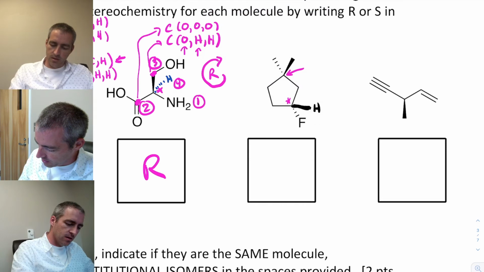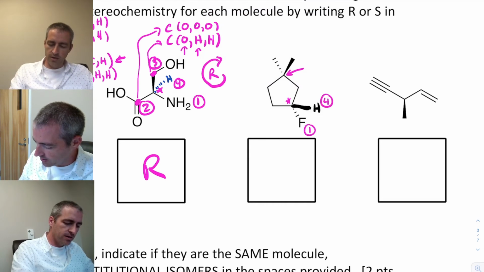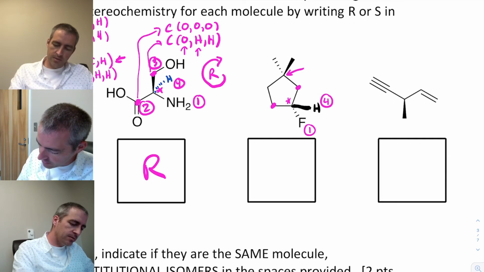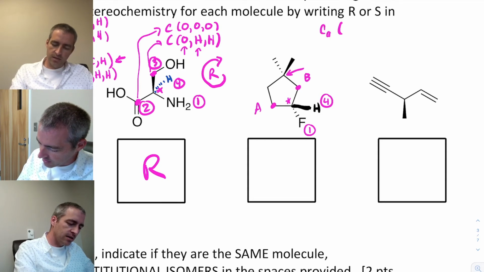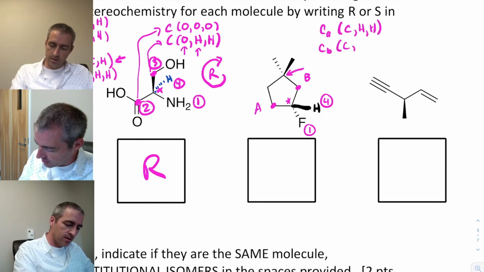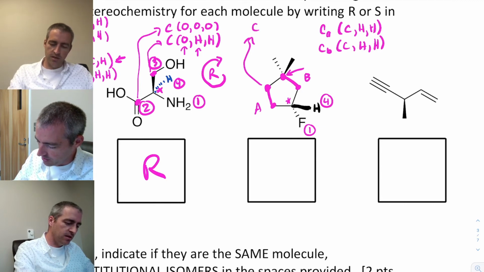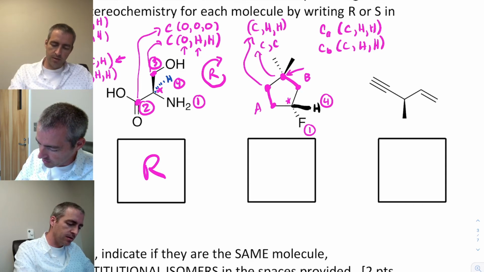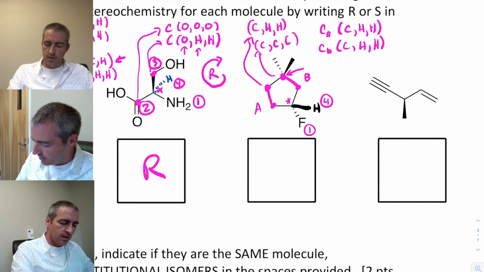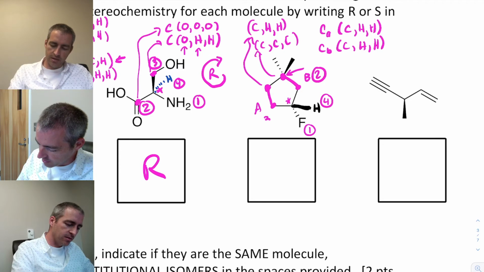And priority time. Highest priority is fluorine, lowest priority is hydrogen. We're comparing carbon and carbon. So if you compare carbon A, which has carbon, hydrogen, hydrogen, with carbon B, which has carbon, hydrogen, hydrogen, they tie. So you step down the chain to compare that carbon and that carbon. This is bonded to carbon, which is continuing around the chain, hydrogen, hydrogen. And this one is carbon, carbon, carbon. And so B wins, B gets number 2, A gets number 3.